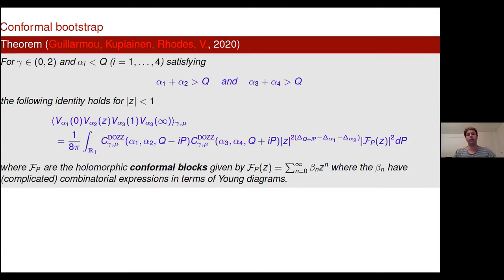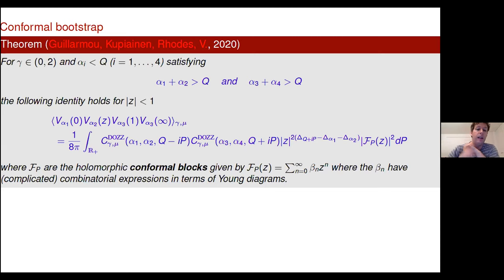Okay, and so this is the topic of today's talk. I won't have time to go into much detail, but we just put on arXiv yesterday the optimal theorem. So if I take gamma in (0,2), this is a limitation of probability theory. If I take alpha_i less than Q for all alpha_i, so that my probabilistic construction makes sense, and if I suppose that alpha_1 plus alpha_2 is bigger than Q and alpha_3 plus alpha_4 is bigger than Q, then if I take z smaller than 1, the four-point correlation function taken at points 0, z, 1, infinity, my probabilistic construction, matches the bootstrap construction.